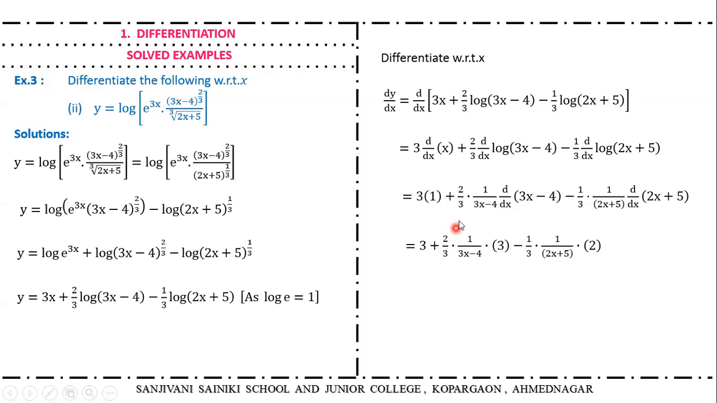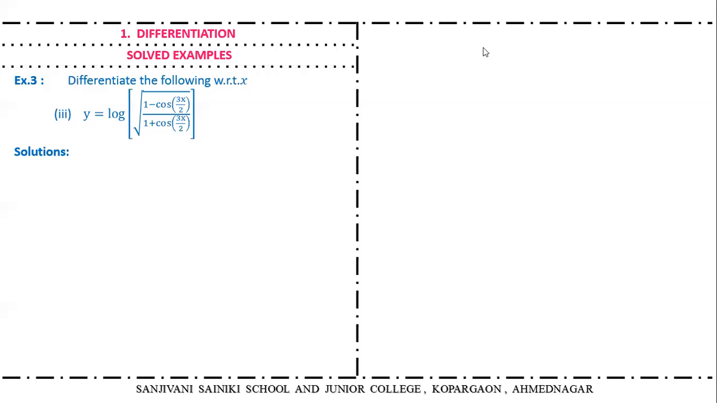So 3 plus 2 by 3 into 1 upon 3x minus 4 minus 1 upon 3 into 1 upon 2x plus 5 into derivative of 2x plus 5, which is 2. So simplify it: 3 plus 2 upon this 3 will get cancelled, and we get 3x minus 4, and here 2 upon 3 times 2x plus 5.